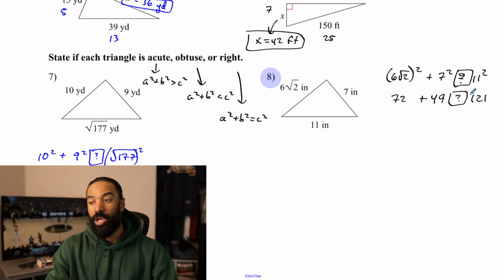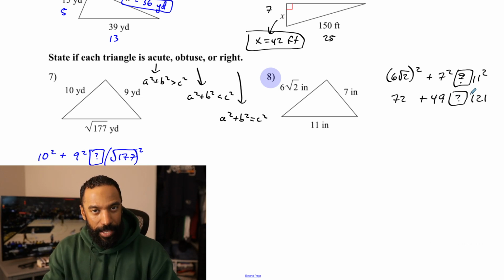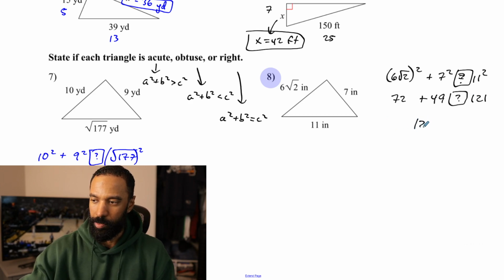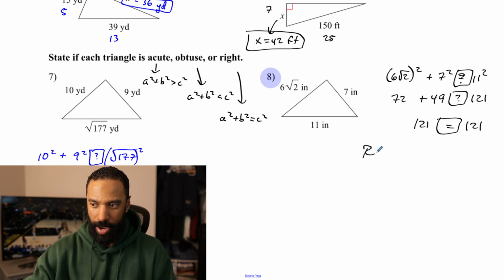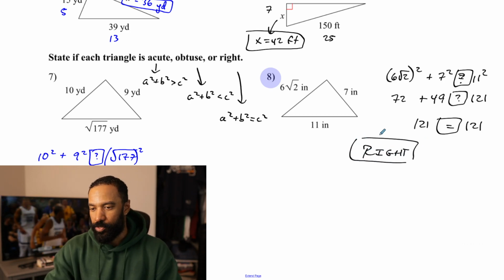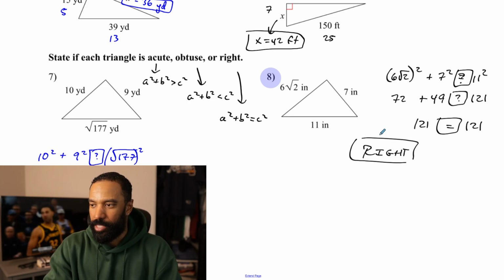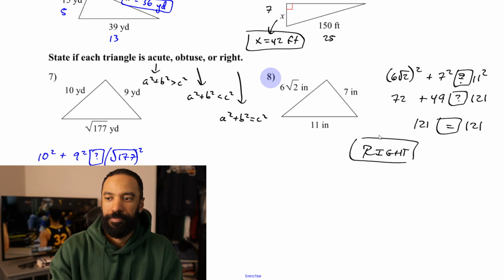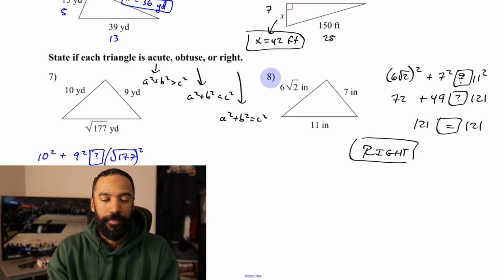72 plus 49. Well, that is 121. 121 equals 121. This is a right triangle. It's not obtuse. The other one being acute was the less than, but this one's a right triangle there. I didn't know, and now I do. All right.